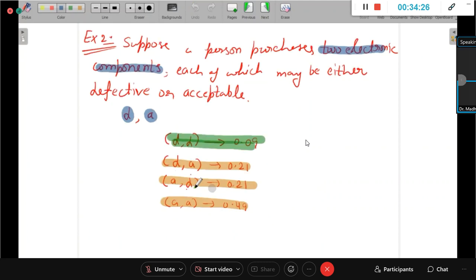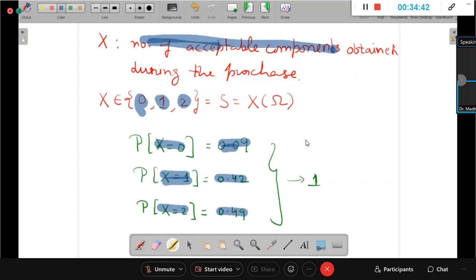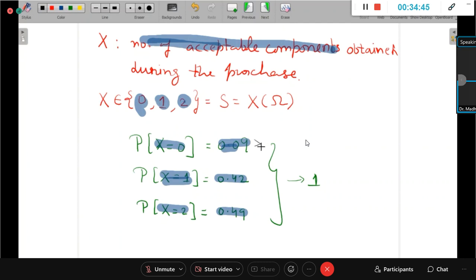Now the second case, X equals 1, means one of the components is acceptable. So either first or second, it doesn't matter. So 0.21 plus 0.21, that's going to be 0.42. And X equals 2 leads to the case both are acceptable, with probability 0.49. One more thing you can note here is that each probability is greater than or equal to 0, and their sum is equal to 1. Again, we will define this as the probability mass function later on.